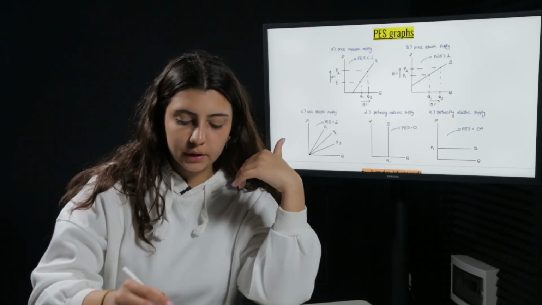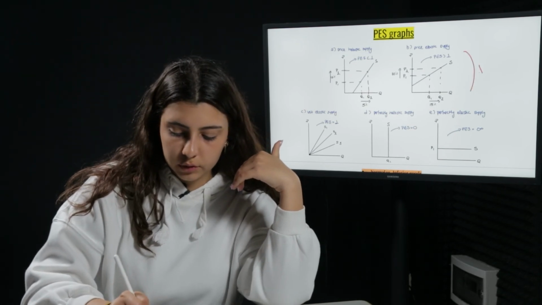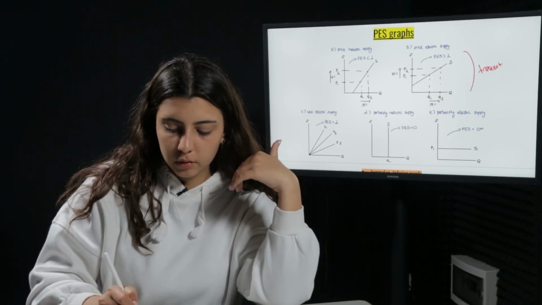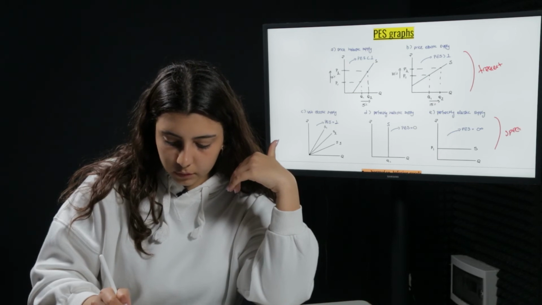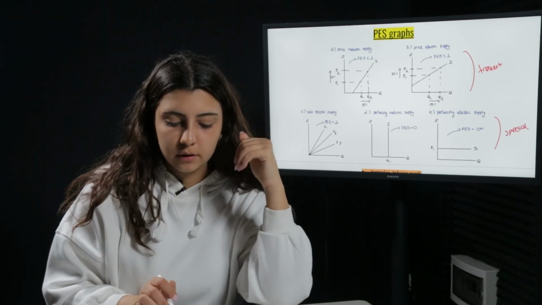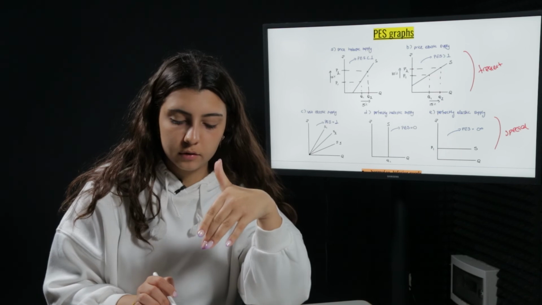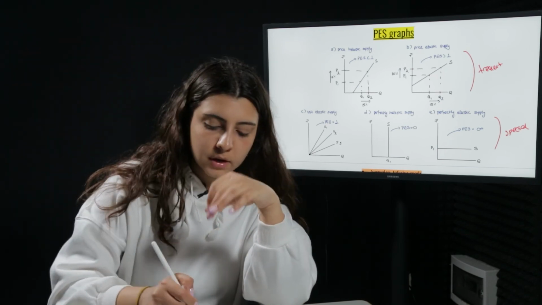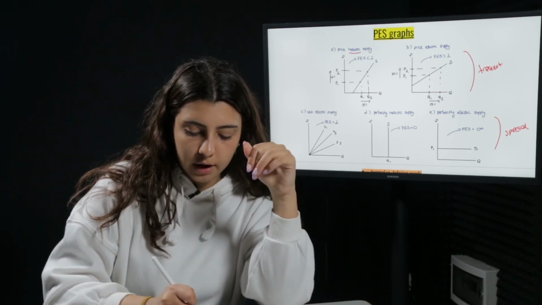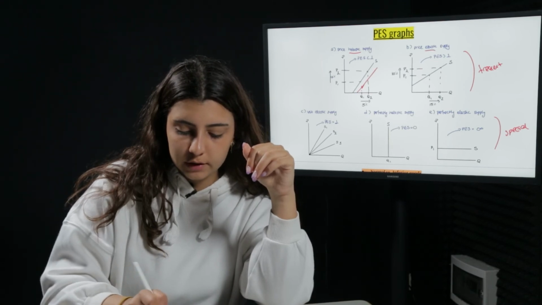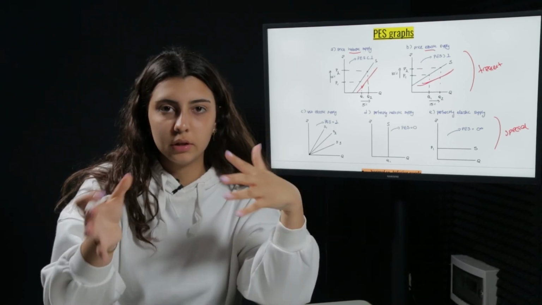And the graphs of PES are like so. These are the frequent cases, and the ones below are the special ones. And for the frequent cases, the same thing as PED is also applicable for PES. So inelastic supply has a steeper graph than elastic supply, and these are all relative terms.